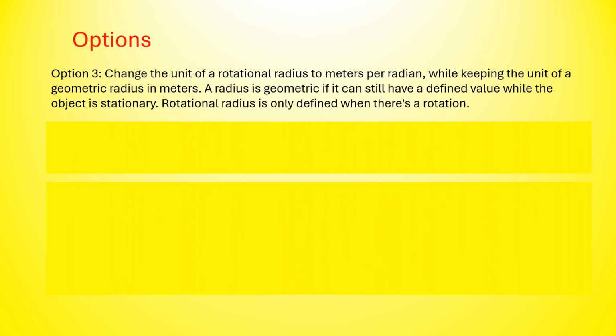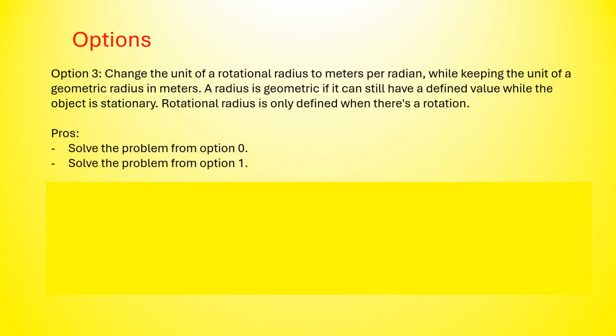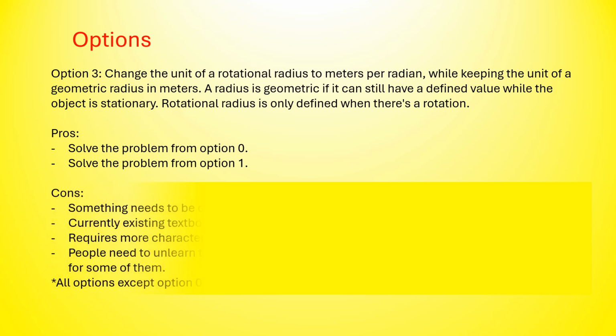Option 3. Change the unit of a rotational radius to meters per radian, while keeping the unit of a geometric radius in meters. A radius is geometric if it can still have a defined value while the object is stationary. Rotational radius is only defined when there's a rotation. Pros. Solve the problem from option 0. Solve the problem from option 1.